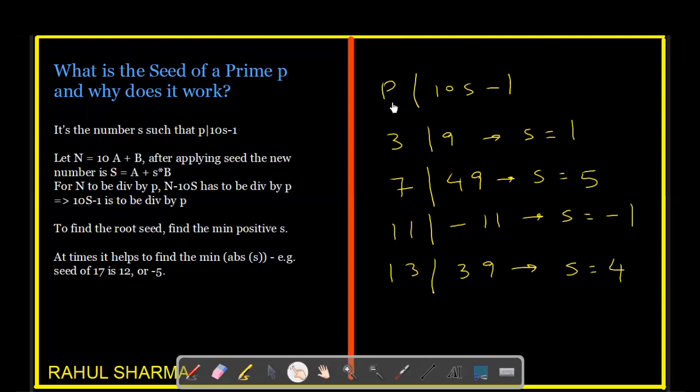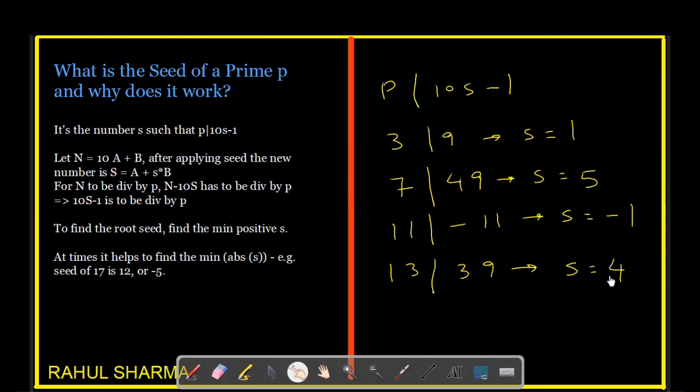In case of 7, when our p is 7, we know 7 into 7 is 49. So it basically becomes 50 minus 1. 7 divides 50 minus 1, and hence s becomes 5. The seed becomes 5. In case of 13, we know 13 divides 39, which is 40 minus 1.